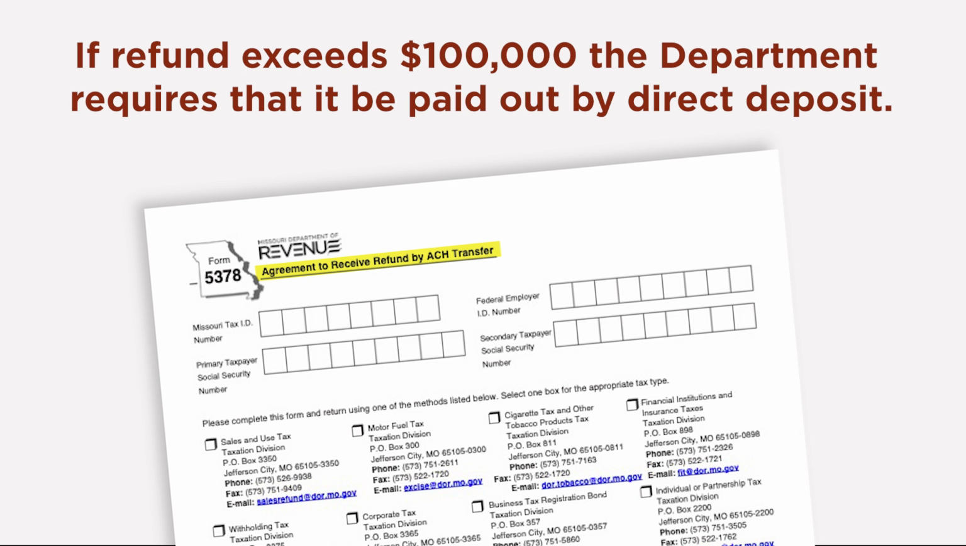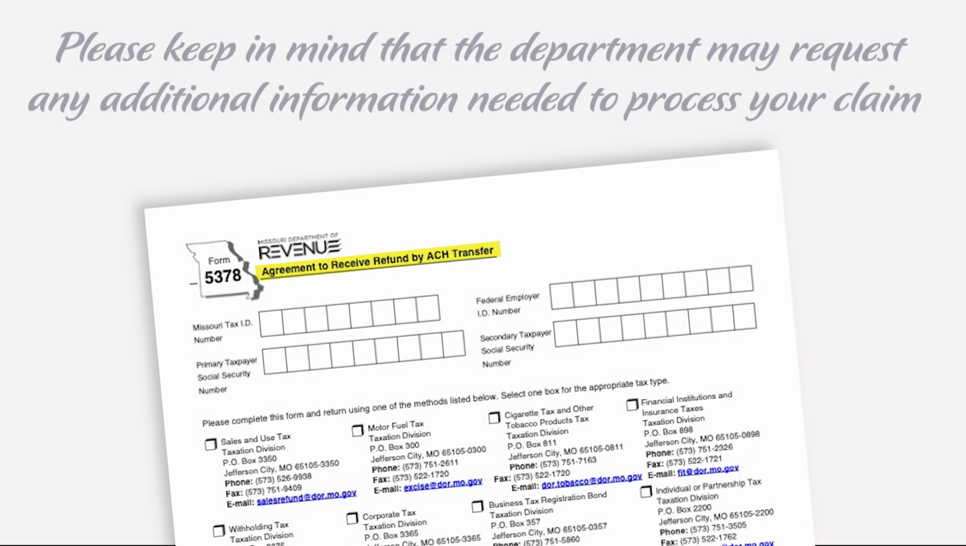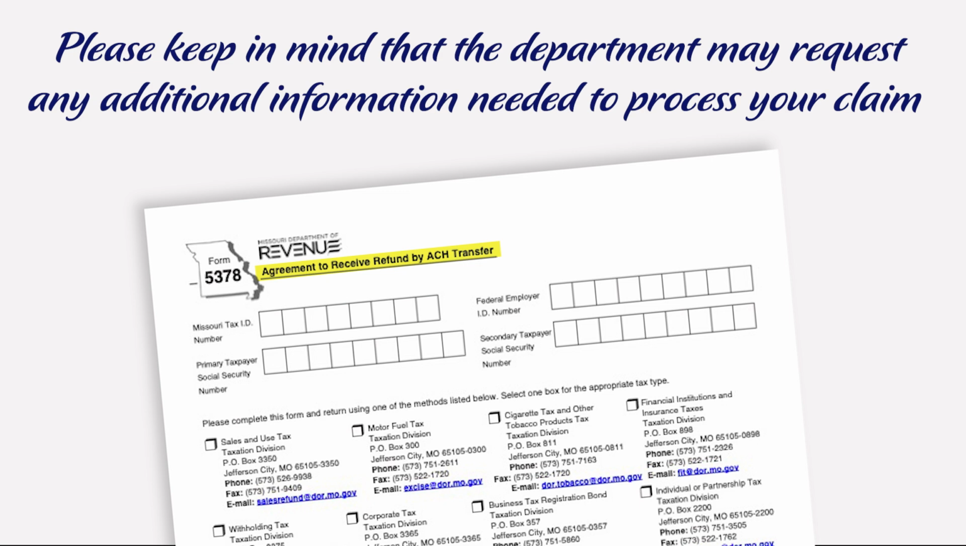If your refund amount does not exceed $100,000, you may still request that the refund be direct deposited by including a completed Form 5378. If no form is included and the refund is below $100,000, it will be mailed as a paper check. Please keep in mind that the department may request any additional information needed to process your claim.